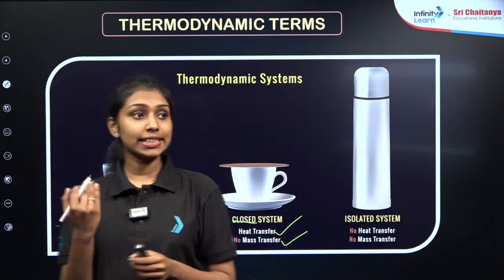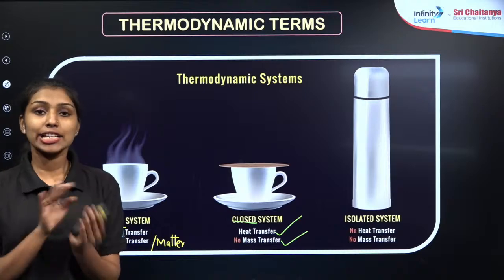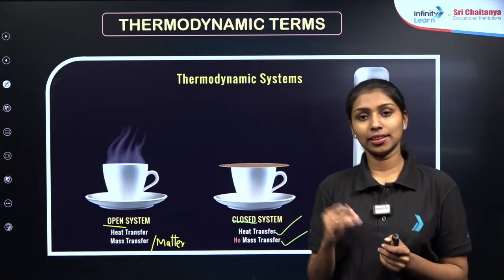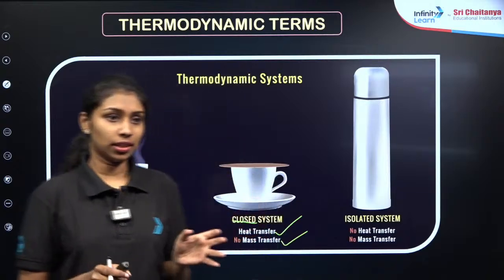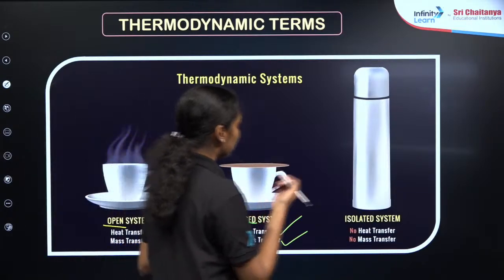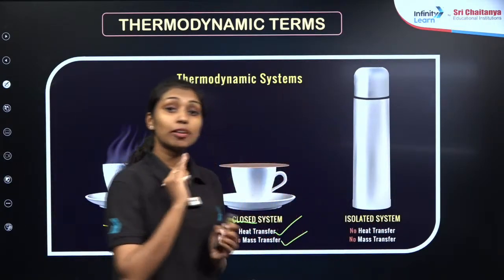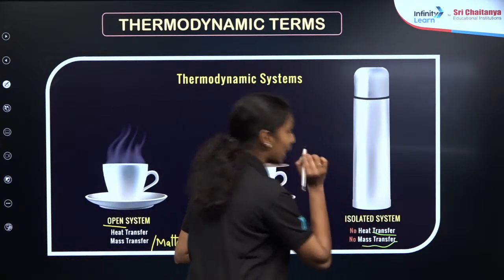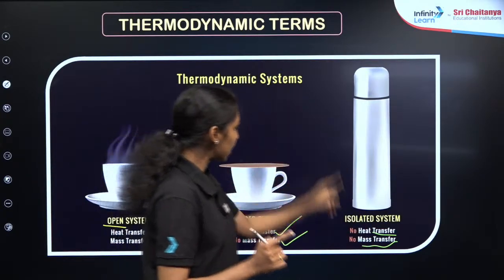Okay, now what about the third one? Isolated system, right? What do you mean by isolated? It is completely isolated, right? It is different from the system. And yes, there is no mass exchange, as well as there will not be any heat exchange also, which means energy exchange as well as matter exchange will not happen in the case of isolated system.